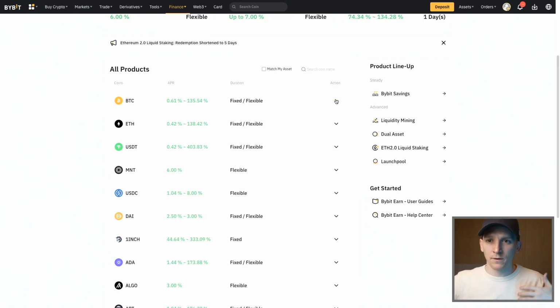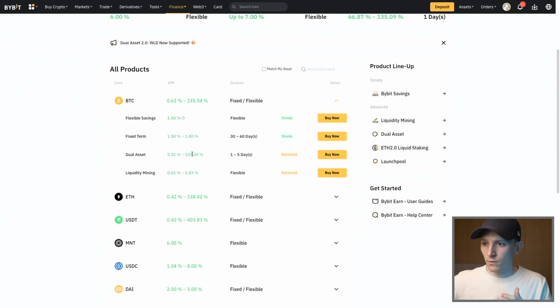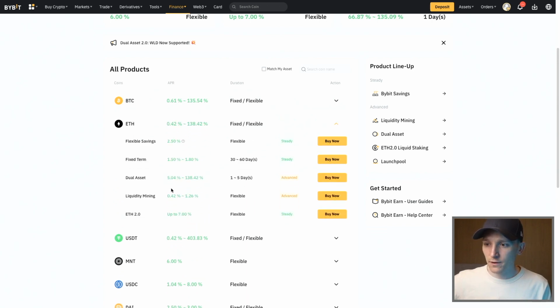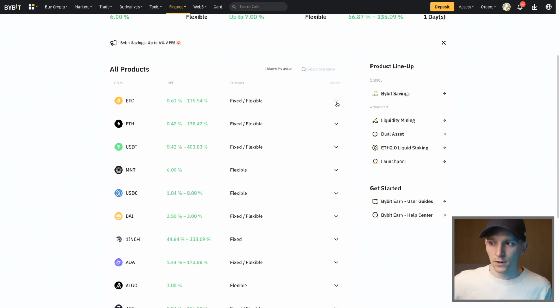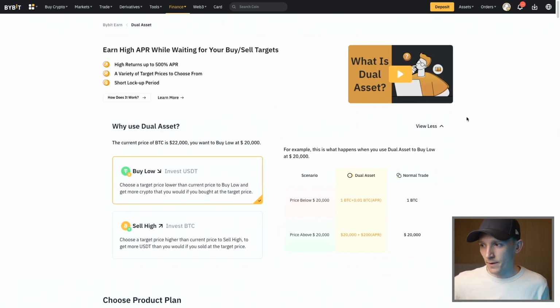Now let's come to the dual asset product, which is where you see these really high potential APRs up to like 150%, right? So if you look at Bitcoin, you can see 5% to 135. For ETH, you're looking at 5% to 138. What on earth is happening to generate yields that high? Well, what we can do is go to dual asset for Bitcoin and press buy now, and then we can come to the dual asset page.